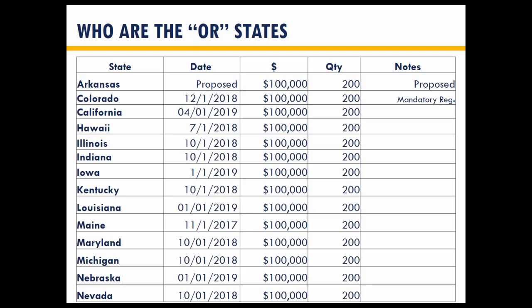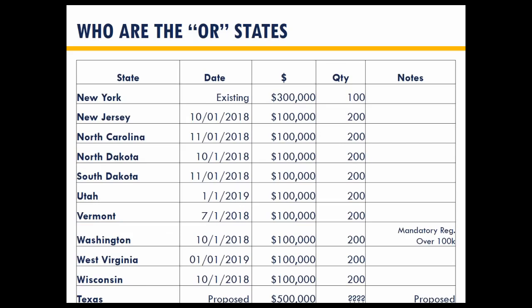Now that we're in 19, my assumption is that they're saying, did you cross the 100,000 line in 18? So some of them have been in effect for a while. There's not much we can do about that. We've got more OR states. Most of them are OR states.